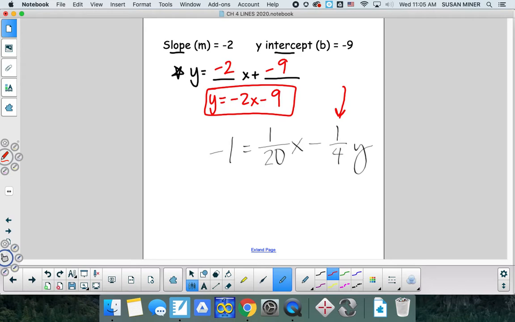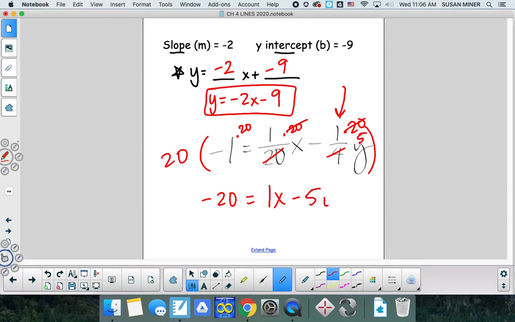In order to be able to solve this equation for y, I'd just take this whole entire equation and multiply it by 20, because that's going to cancel out all of these other fractions in there, right? This is going to get multiplied by 20. I'm just distributing this out. And so I'm going to end up with -20 is equal to, these are going to cancel, 1x. This is going to go into that 5 times minus 5y. So now I have an equation that I don't have to work with fractions, and I can just go ahead and solve it for y, get y by itself.